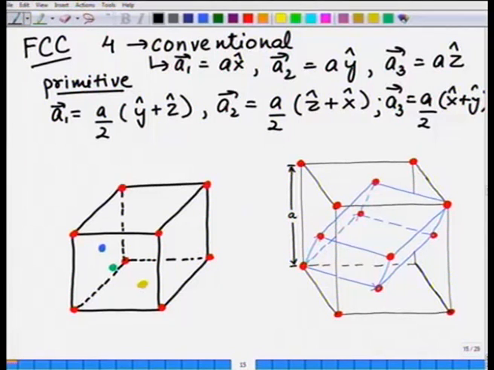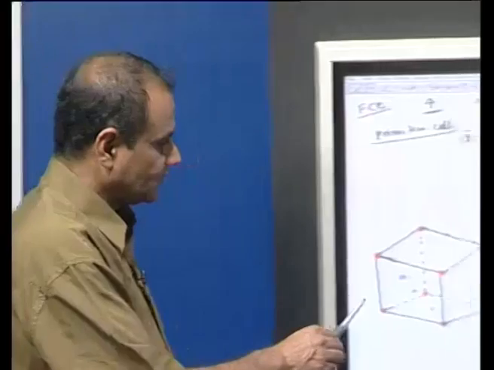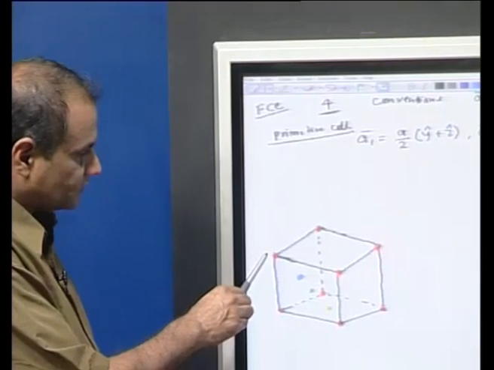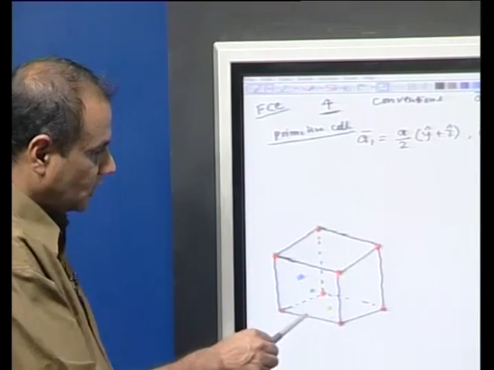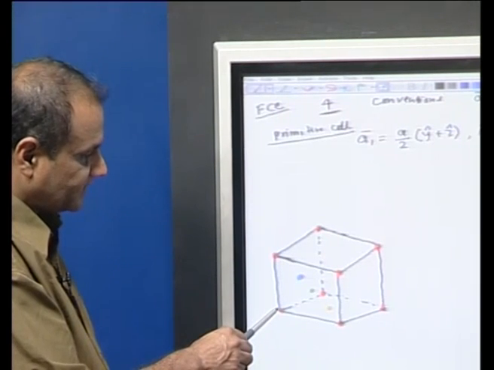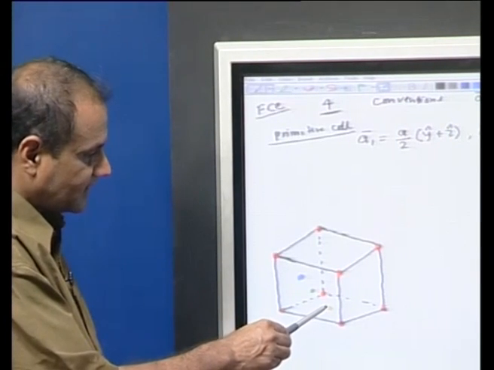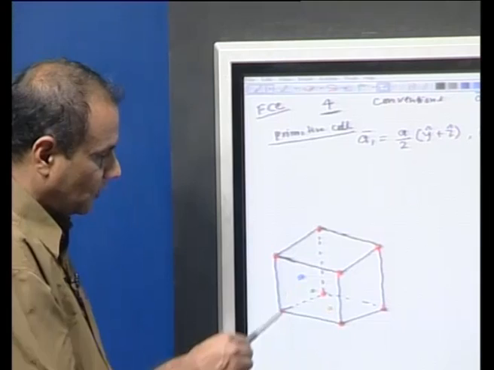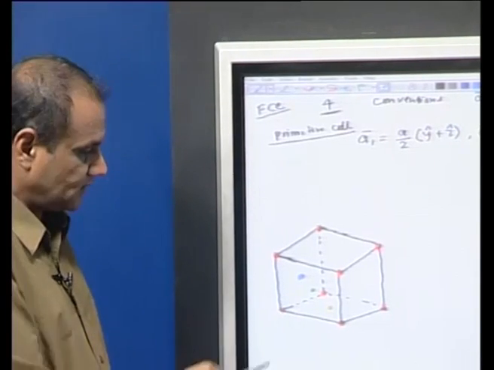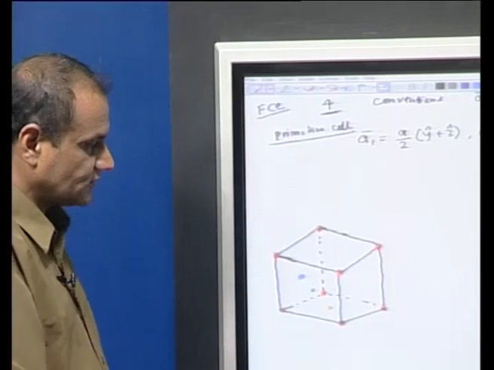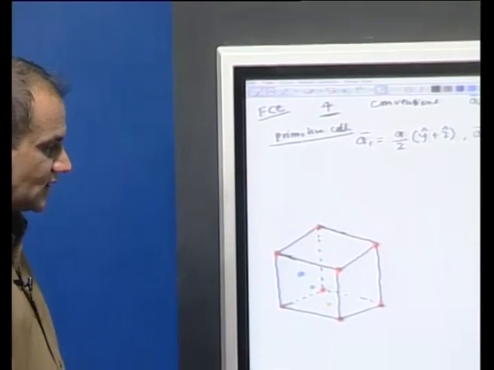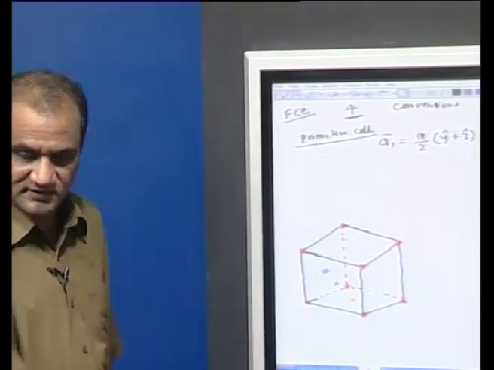Let me draw this for you this time a little bit better. So here I have shown you this unit cell first. Here is an FCC unit cell, a cube, and the red points which you see here are the corner points. I've shown you three face-centered points, one blue, one green, and one yellow. I've not shown the face center points on the other faces, just so that the figure does not start looking bad. Nonetheless, you can imagine those points.